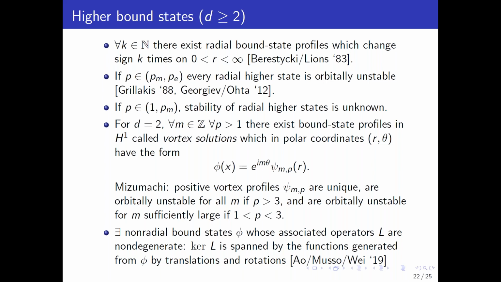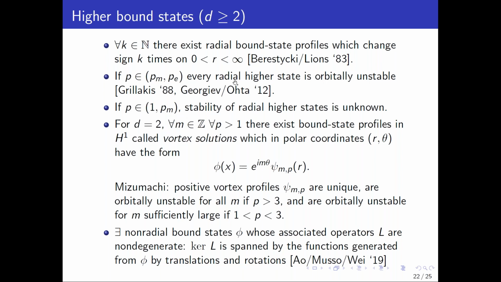I think I will just skip over most of this slide completely. There are some results, but I do want to say a couple of things quickly. There is an open problem hidden in this slide somewhere, which is that if you have a mass subcritical nonlinearity, then it's an open question whether there are bound states which are radial but not non-negative. They have an arbitrary number of zeros, sign changes, and it's unknown whether these radial higher states, non-ground states, are stable. So that's still an open question.